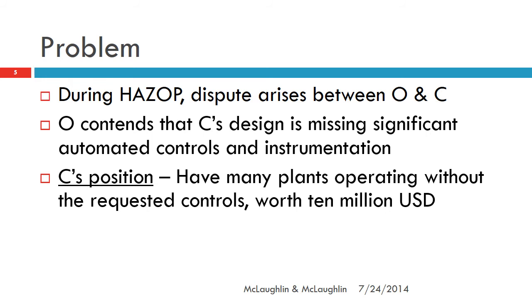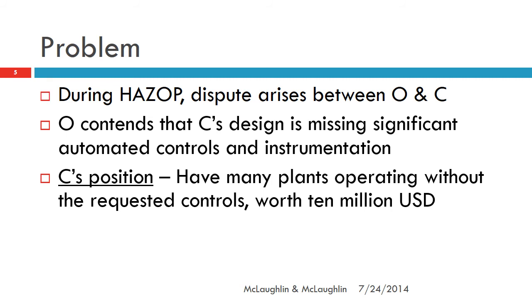Contractor C contends that they have many plants operating around the world and do not have these extensive automation and controls that are being requested, if not demanded, by the owner. These additional controls are not needed to meet the performance specifications of the contract. And further, C contends that these changes are worth, and they price them up at $10 million US dollars. And they also say, not to mention it taking 3 additional months to execute the project.